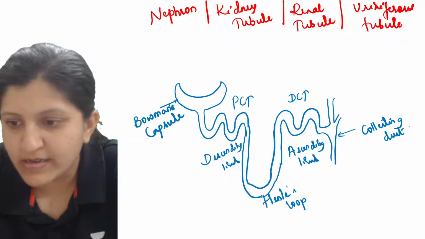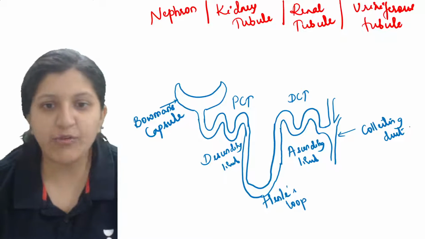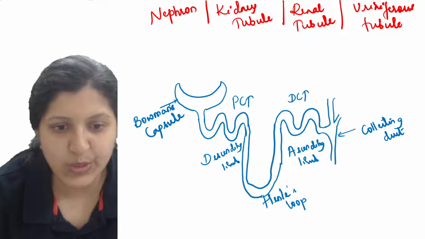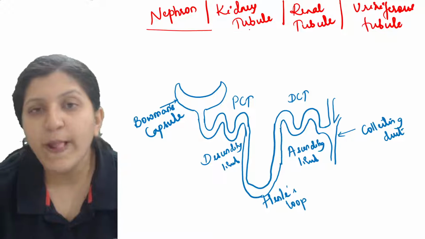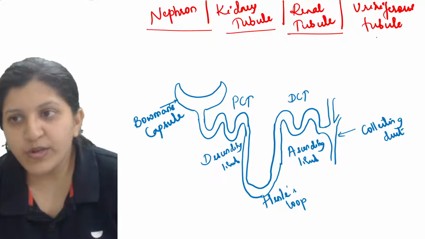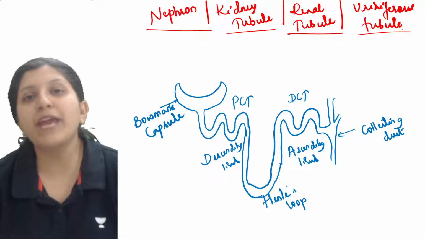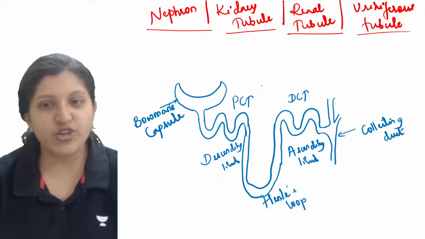Okay, so let's have a look at the other parts. Now there are certain labelings that we need to do. So let me just go for the labeling part. This is the structure of the nephron, which can also be called the kidney tubule, the renal tubule, or the uriniferous tubule. Make sure that you remember every alternate name which is mentioned in your book.